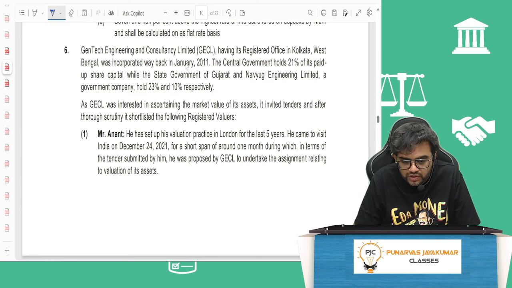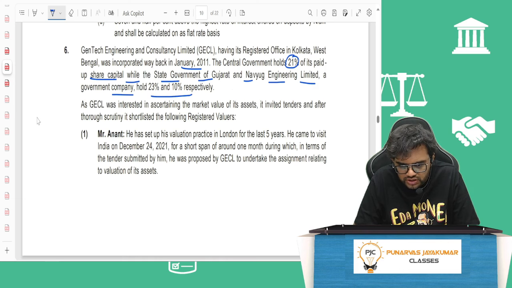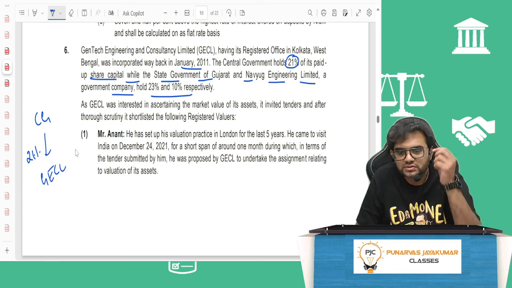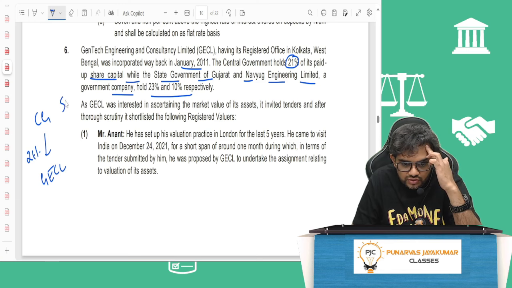GECL was incorporated way back in 2011. The central government holds 21% of its paid up share capital, while the state government of Gujarat and Navyug Engineering hold 23% and 10%. So the central government holds 21% in GECL, the state government holds 23%, and a government company holds 10%.